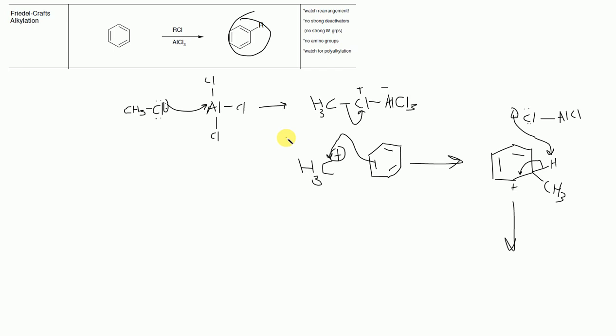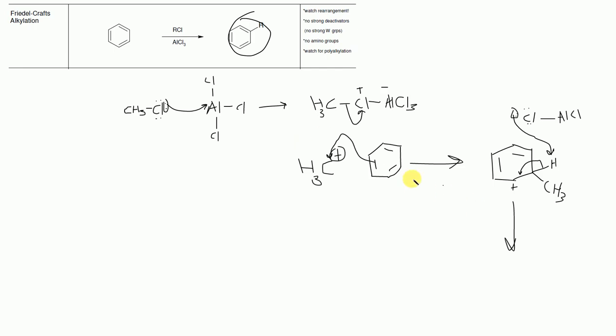On top of that, we cannot have any amino groups. So no nitrogen, no NH2s, no NHR, none of that. Any of those are amino groups. And one of the key features of this reaction is that this reaction continues to progress over and over and over until we can't progress anymore.